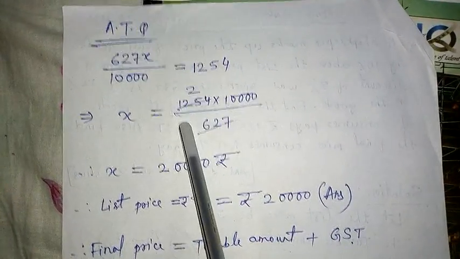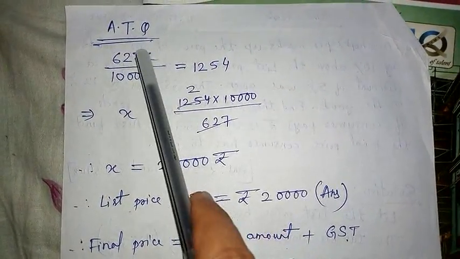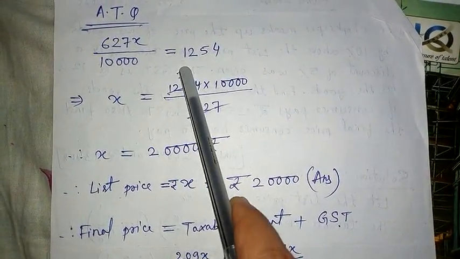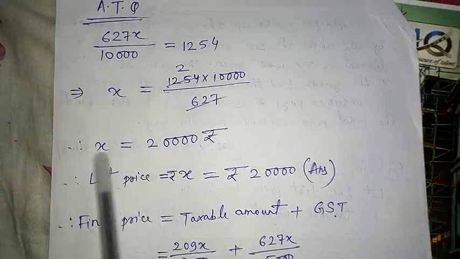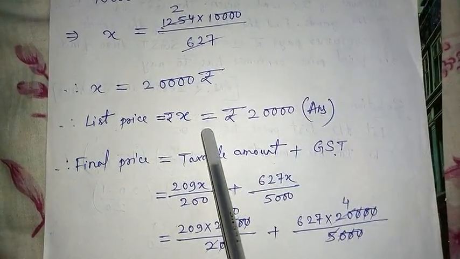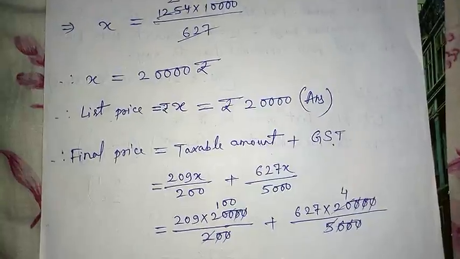Now X equals 1254, this will go and multiply here and this will come and divide. So when you cancel it, 2 into 10,000 is 20,000. That means X is 20,000. So the list price X is 20,000. This is our first answer.